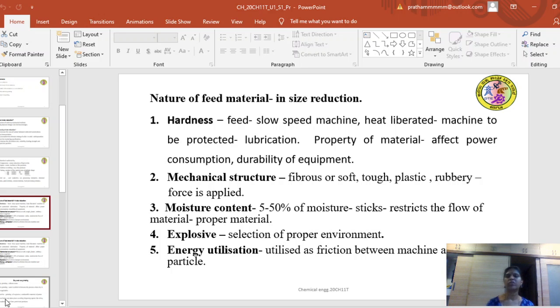you cannot crush the explosive material in a confined area or in a closed area. So that the proper selection of an environment is made, so that no loss occurs to the environment or to humans. Nobody should be harmed.